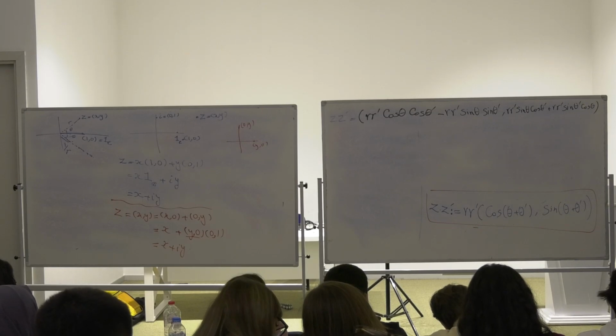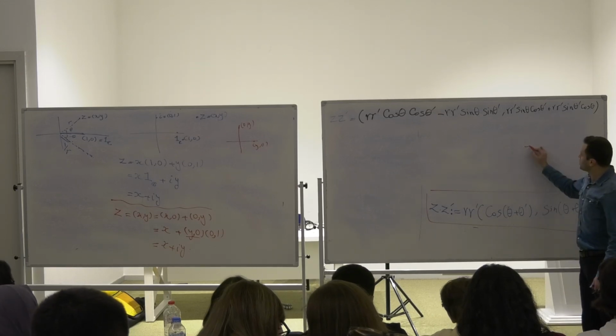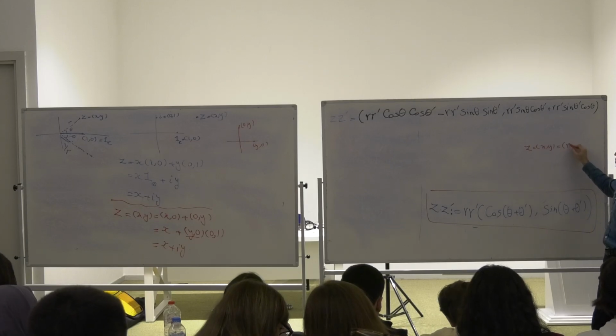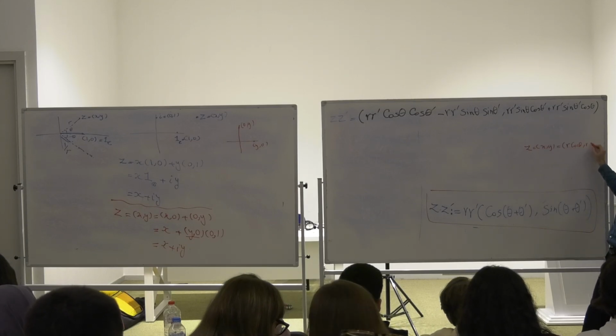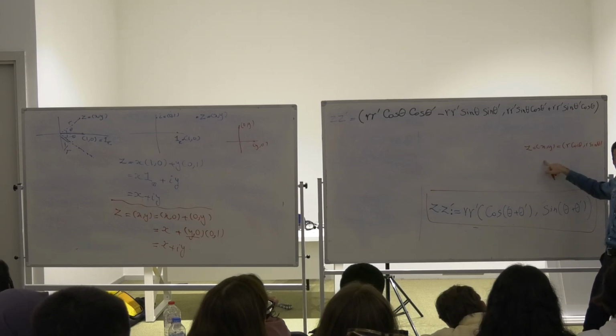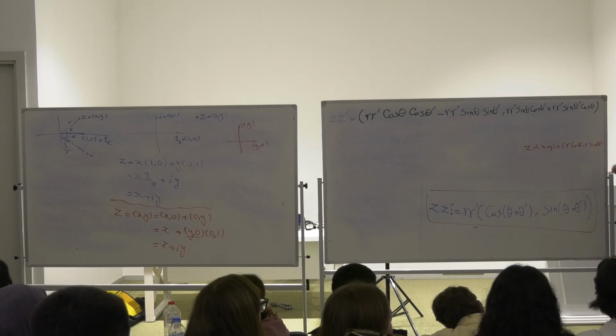Is it true? Yes. Now look at this. What did we say about z? We said that z was xy, which we represented as r cosine of theta, r sine of theta. Okay? And for z prime, it was x prime, y prime, which was equal to r prime cos theta prime, r prime sin theta prime.